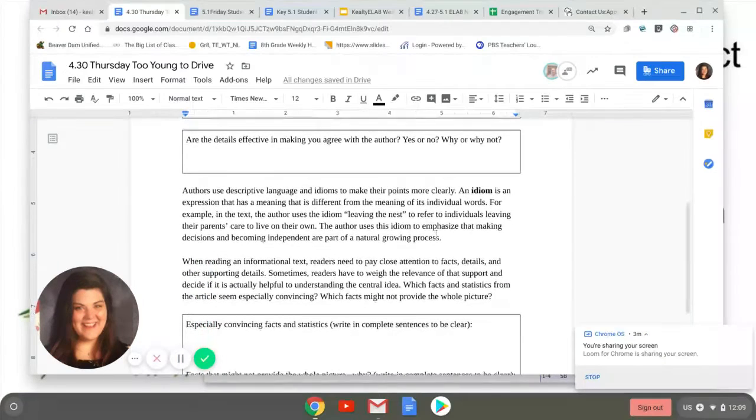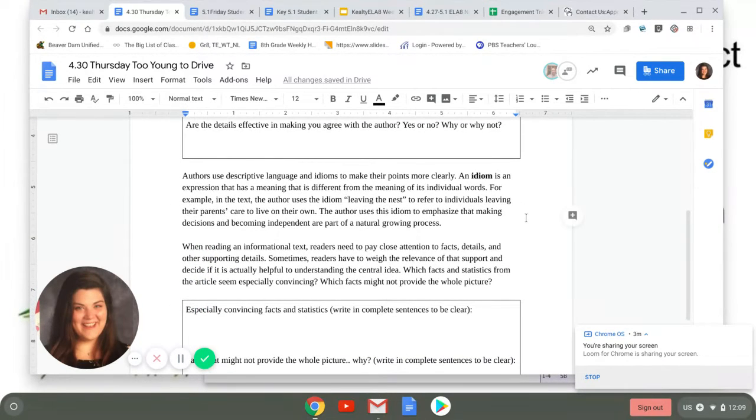So then the other thing that you're going to notice on here is the idea of an idiom. So it says the authors, particularly the one in this story, sometimes use descriptive language and idioms to make their point more clear. Sometimes an idiom, just like with figurative language, is used to sort of emphasize a point. And an idiom is an expression that has a meaning that is different from the meaning of its individual words, or the literal meaning, right?